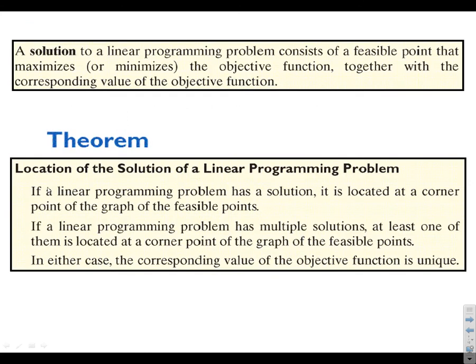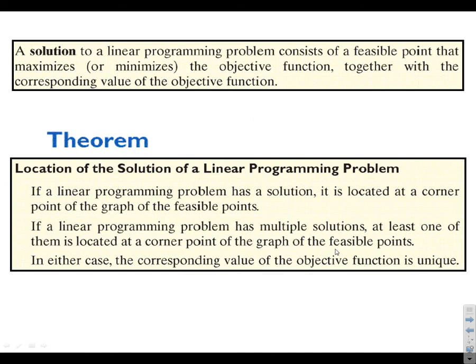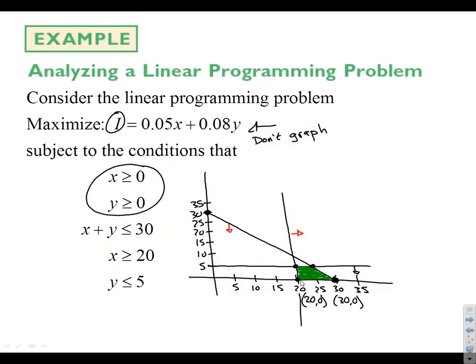All right. Location of the solution of a linear programming problem will always occur at a corner of the graph, a corner point of the graph of the feasible points. All right. If there's multiple solutions, at least one will happen at the corner. All right. This is if your answer could be a greater than or a less than. You're still looking at the corners. All right. The corresponding value of the objective function is unique. That means that when we plugged in our numbers for this point or this point or this point or this point, we got different values.